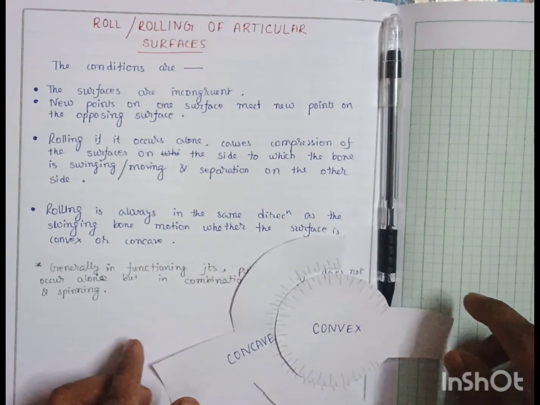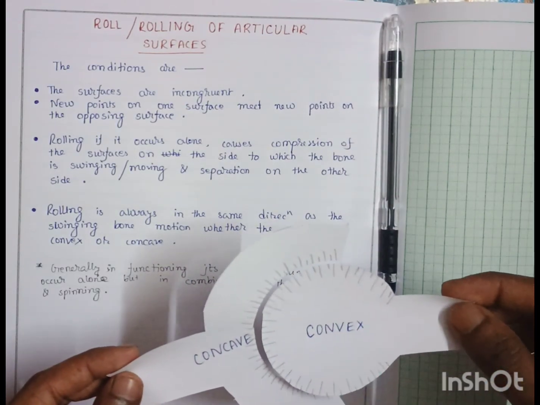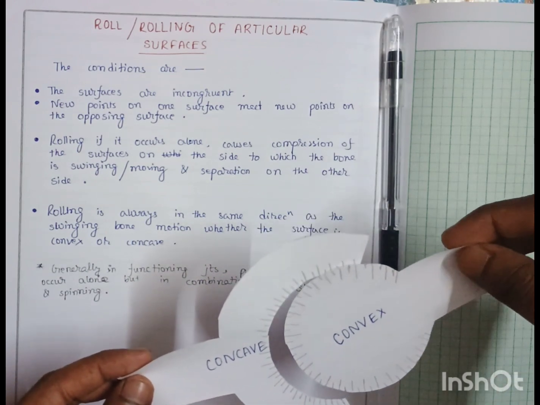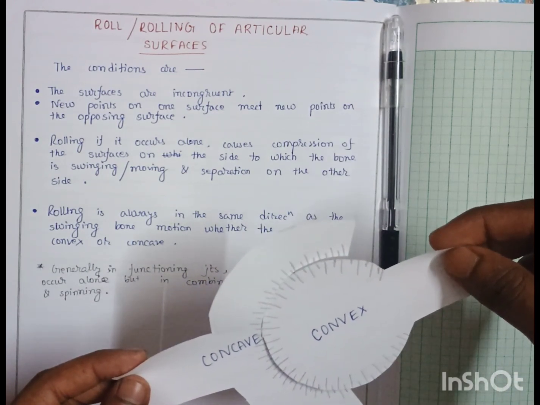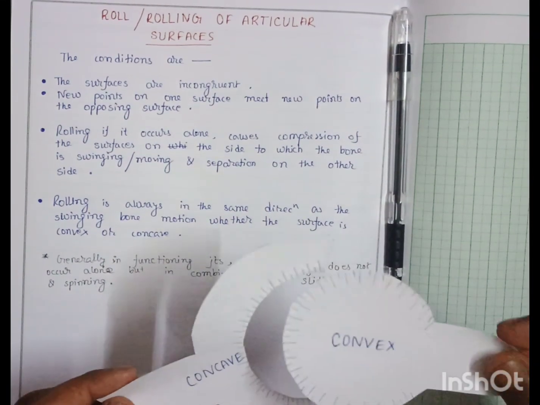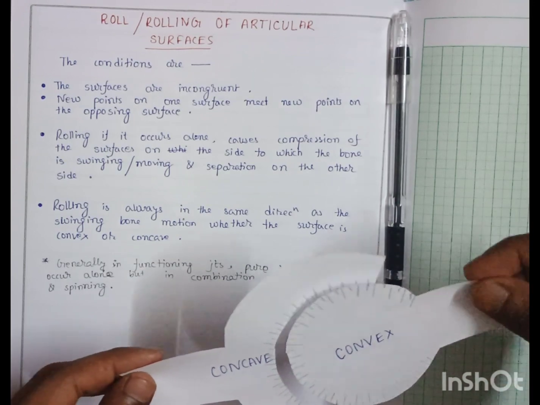And the third condition is that while rolling movement is occurring, the joint surfaces will be compressed in the direction in which movement will occur, and the opposite surfaces will be separated from each other. And the fourth condition is that in whichever direction rolling occurs, the bone also moves in the same direction.